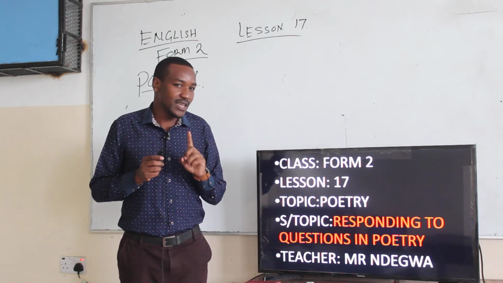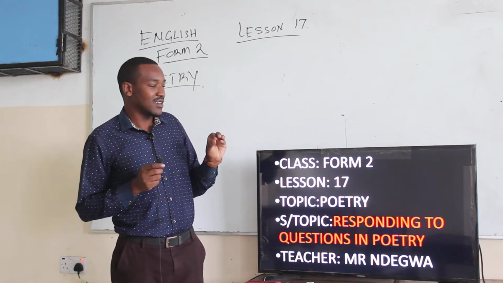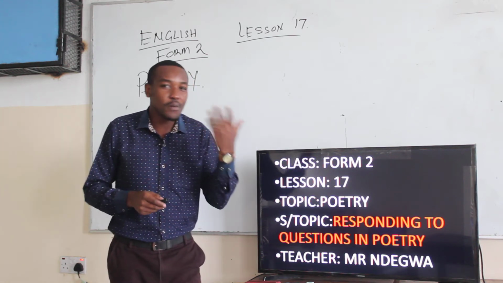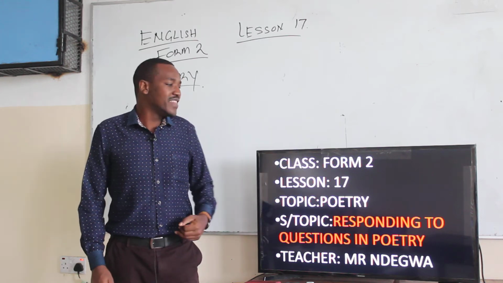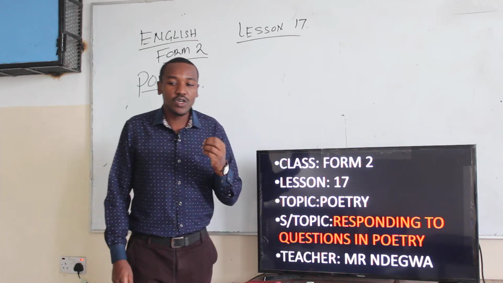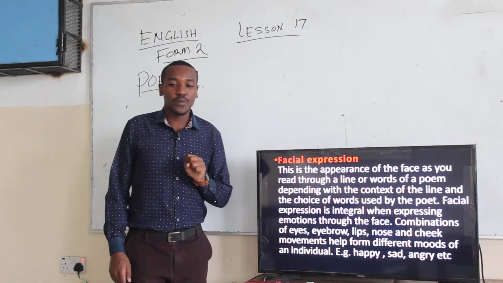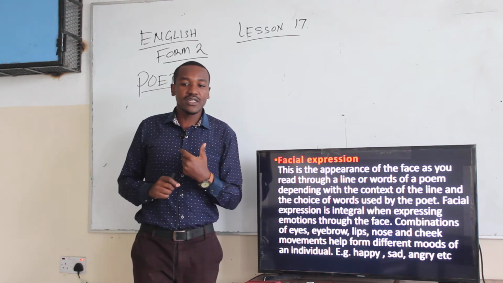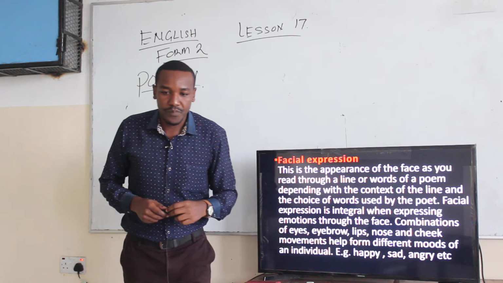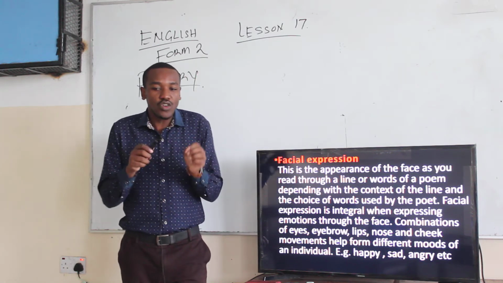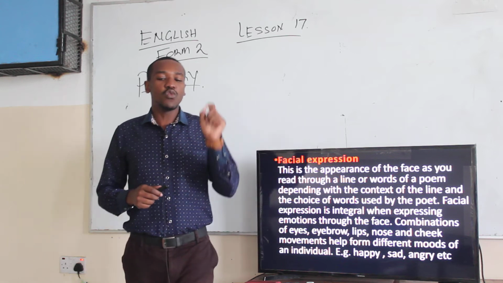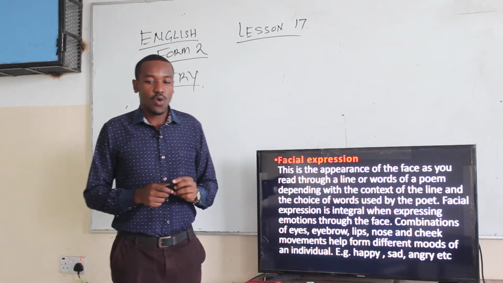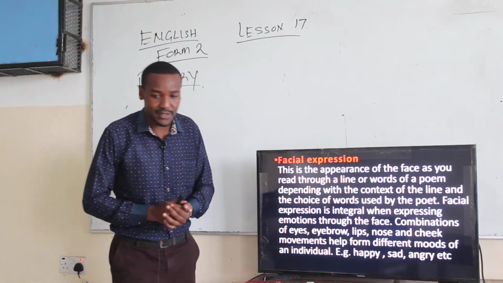So our face communicates a lot. And by simply observing, you can really understand what the other person is all about. If someone is happy, you will know by their face. If they are angry, you will know. If they are sad, you will still know by the facial expression. So what is this facial expression? This is the appearance of the face as you read through a line or words of a poem. This will depend on the context of the line and the choice of words used by the poet. Facial expression is integral when expressing emotions through the face.